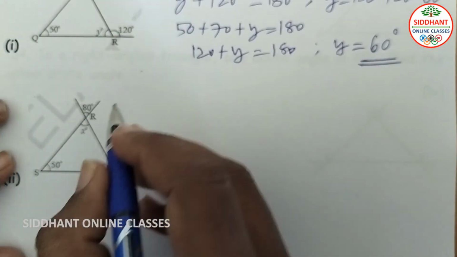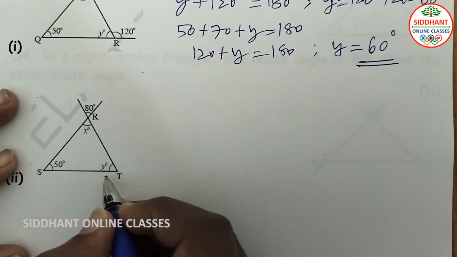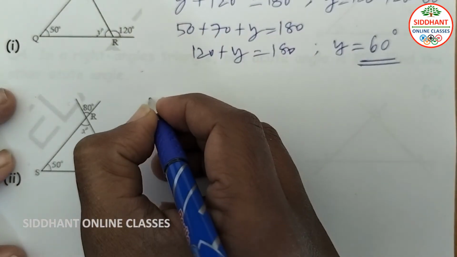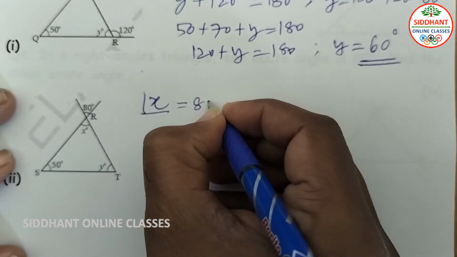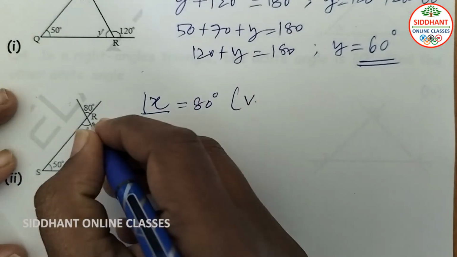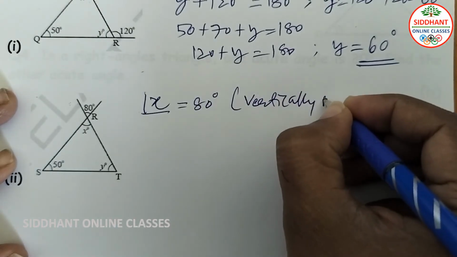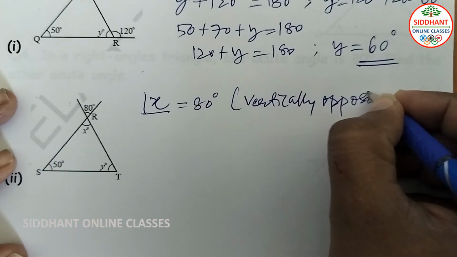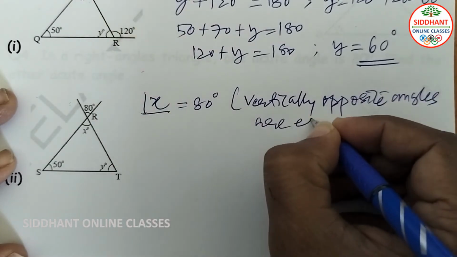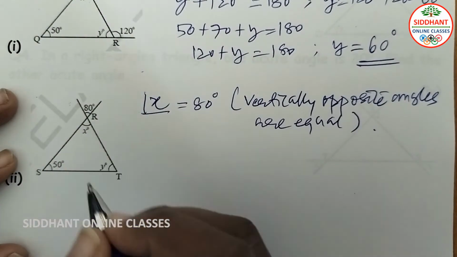Now, second one, when you are going to see a triangle is given here where x, 50 and y and here 80 degrees. So x will be 80 degrees, angle x is equal to 80 degrees. The reason is vertically opposite angles, vertically opposite angles are equal here. So x value is 80 degrees.